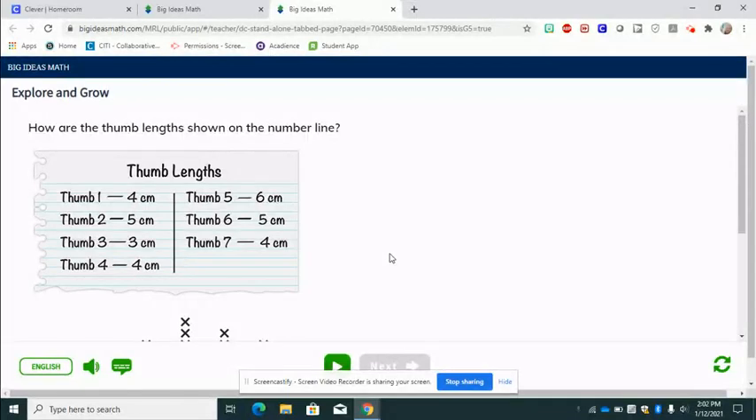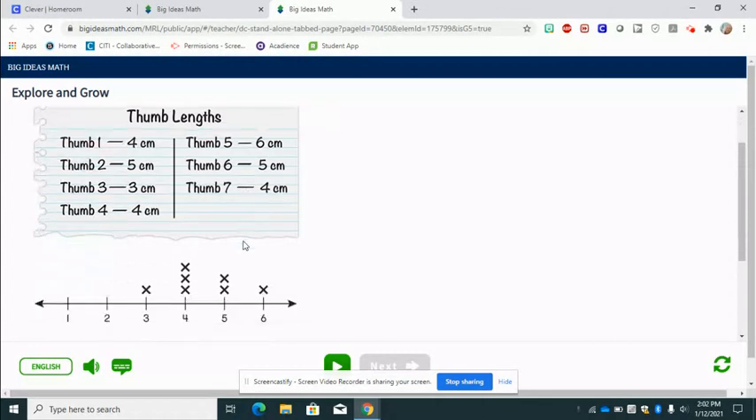And on the Explore and Grow activity, there is a chart that shows thumb lengths, and the thumb lengths are measured in centimeters. Thumb 1 is 4 centimeters, thumb 2 is 5 centimeters, thumb 3 is 3 centimeters, thumb 4 is 4 centimeters, thumb 5 is 6 centimeters, thumb 6 is 5 centimeters, and thumb 7 is 4 centimeters.